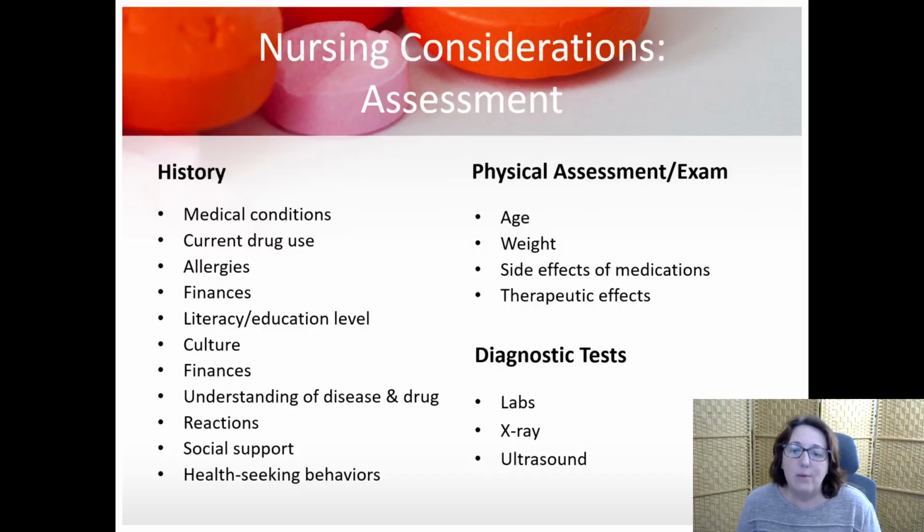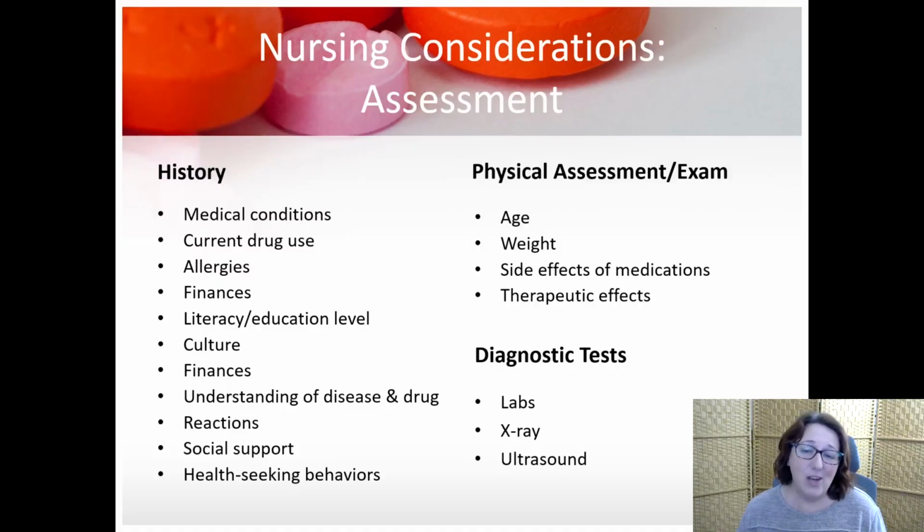We want to make sure that we know if they've had any reactions in the past. This would include drug-drug interactions, drug-food interactions, drug alternative therapy interactions, and drug lab test interactions. Social support, do they have help at home? They may need referrals to some community resources. And then health-seeking behaviors. How often do they follow up with their primary? Do they typically refill medications on time appropriately? Do they take their medications on time?